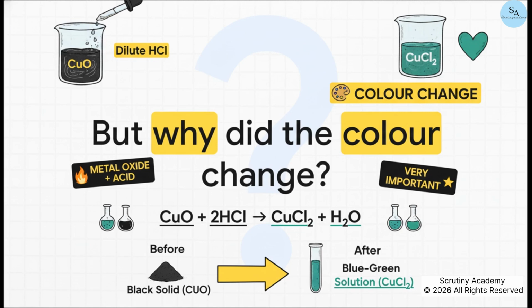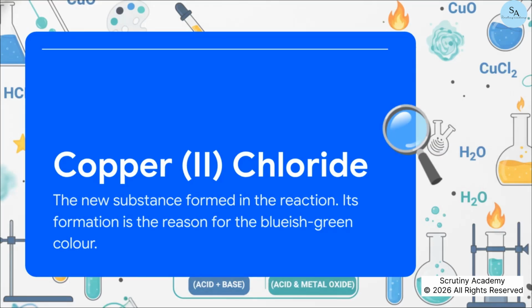See, in chemistry, a new color almost always means a new substance has been created. But what is this new substance? And here's our culprit. The reason for that awesome color change is a brand new substance called copper-2 chloride. Now, don't get confused by the word salt. In chemistry, a salt is just a compound that's formed when an acid and a base react. And it's this new salt that is giving our solution its fantastic color.